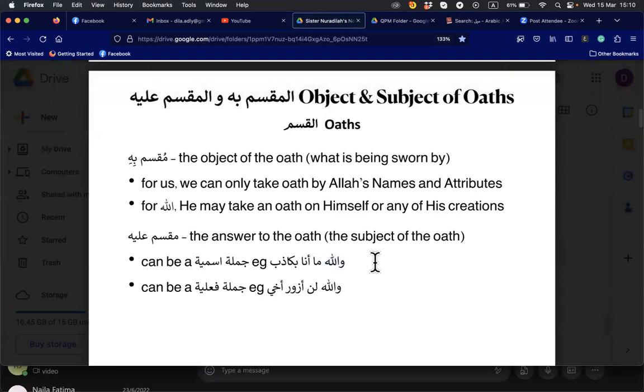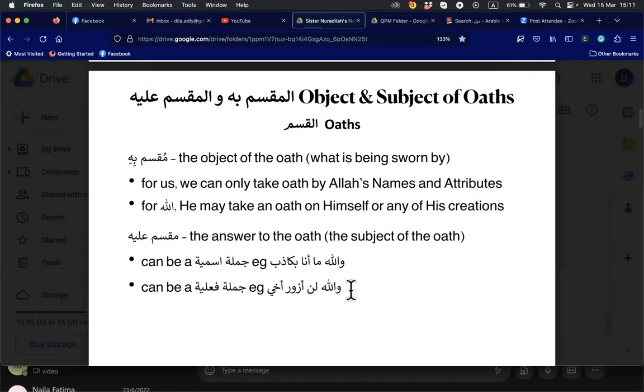Wallahi ma ana bikadib. Is it? Yes, good. So what is the translation? By Allah, I am not a liar. Yes, at all. Because we have ma after the oath, and then we have the ba, yes, correct. Okay. Next one, Sister Hamisah.